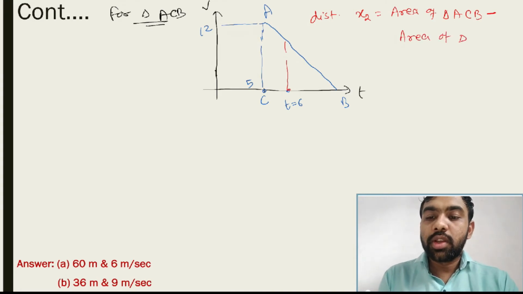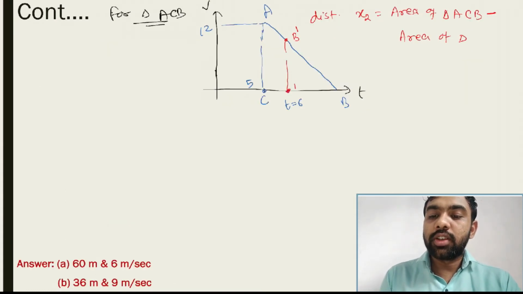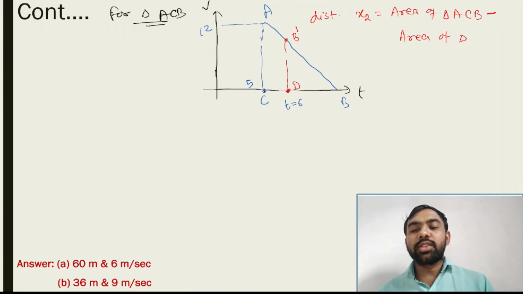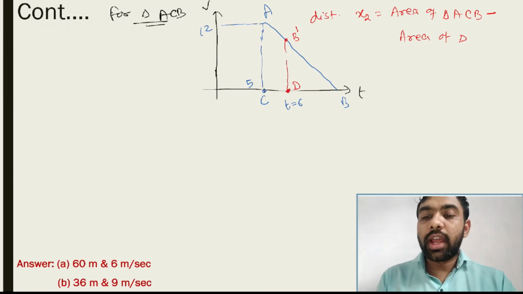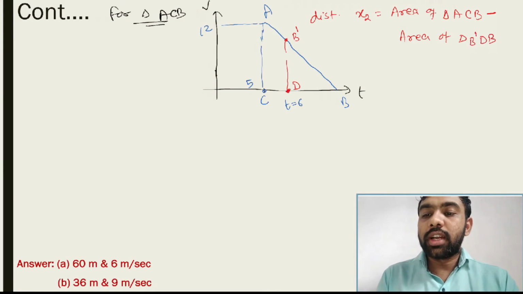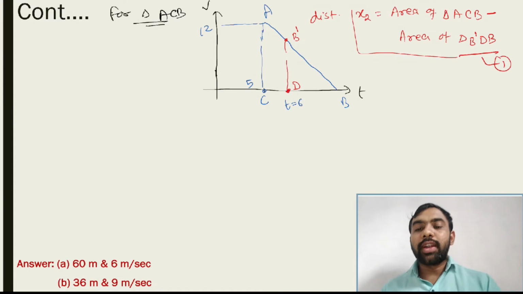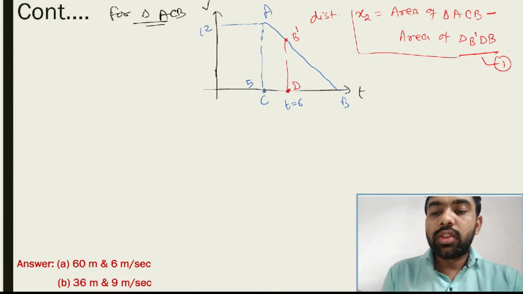Let's give it another name. Consider this point as B dash and this point as C. We already gave C dash here, so another name: consider D. This point is D. You can give it any name. So B dash and D. So minus the area of triangle B dash DB. That is equation number 1. Now find all these values. This total area minus this area, so we first get this one.